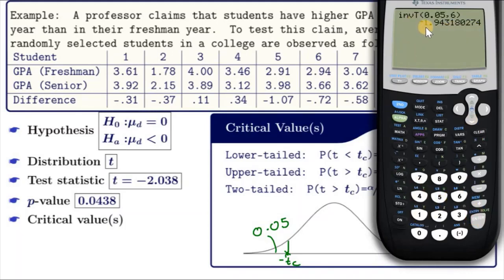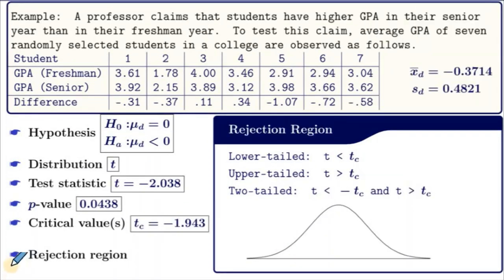So this here is our critical value. So let me write that down over here. Negative 1.943. Next, let's determine the rejection region.